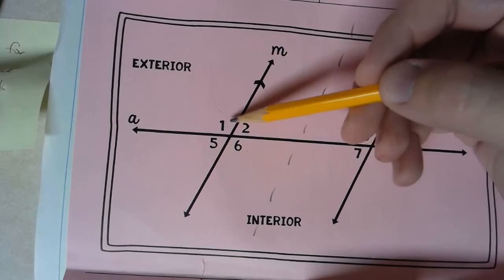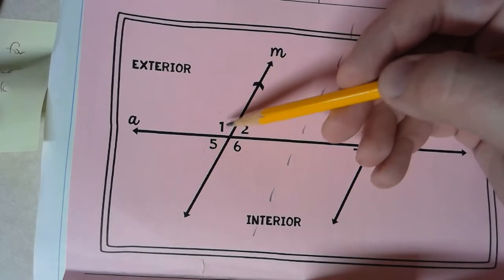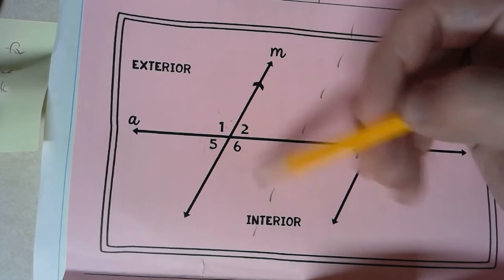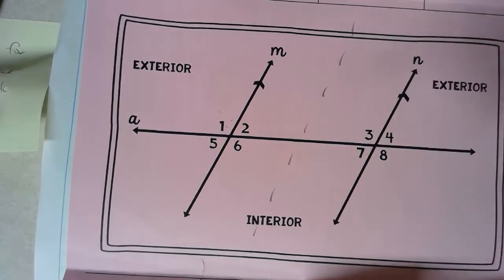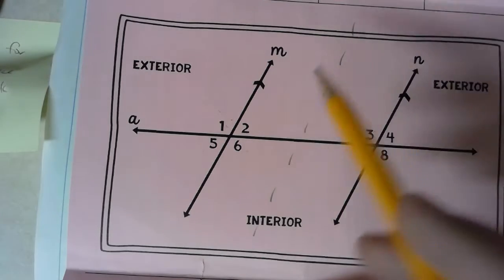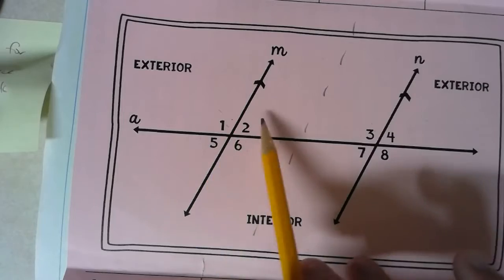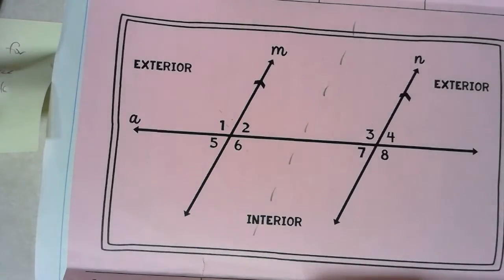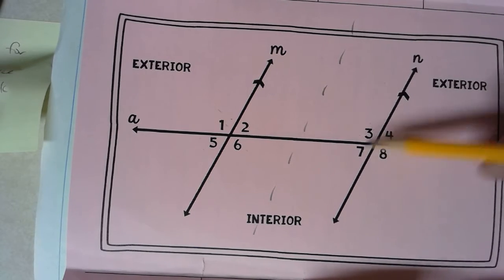So for example, angle 1, it's touching angle 2 and angle 5, but it's directly opposite from angle 6. So angles 1 and 6 are going to be vertical angles, and vertical angles are congruent. So angles 1 and 6 will be congruent. Okay, same thing here. Angles 2 and 5. They're not touching one another, but they are directly opposite from one another. So they are vertical angles. We've also got angles 3 and 8 and angles 4 and 7.